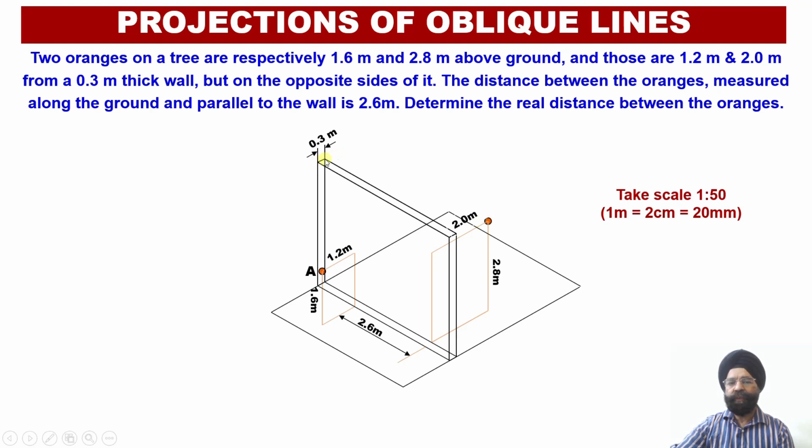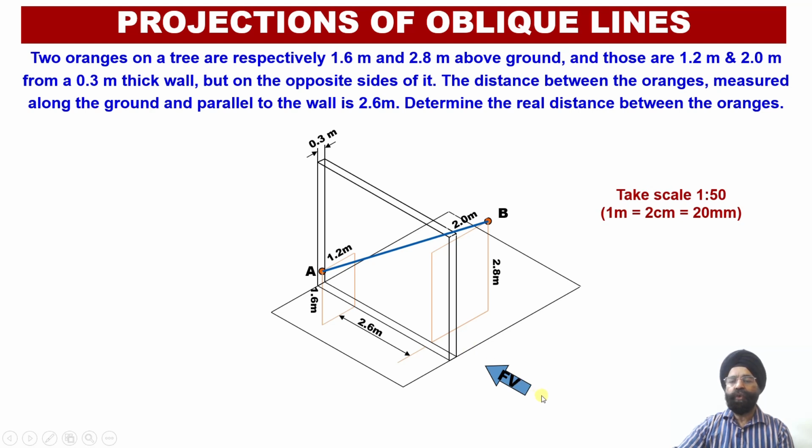The width of the wall is 0.3 meters. So this is the width of the wall, 0.3 meters, and we have to locate the actual distance between these two oranges in the front view projections as well as in the top view projections. Once again, here we have the front view, so from this side we have to look at this particular situation.